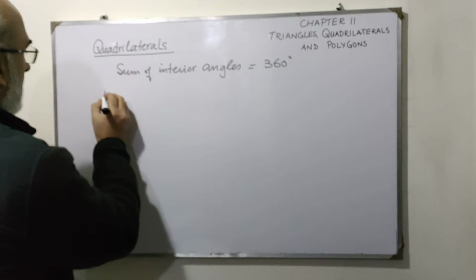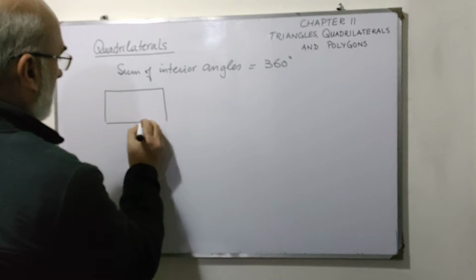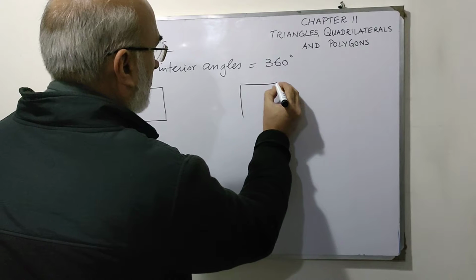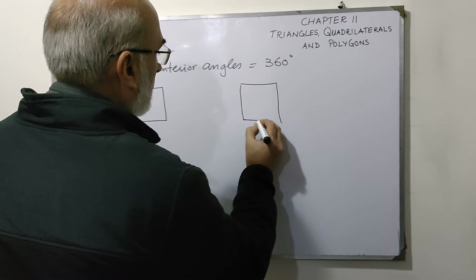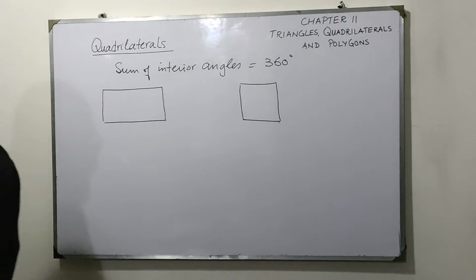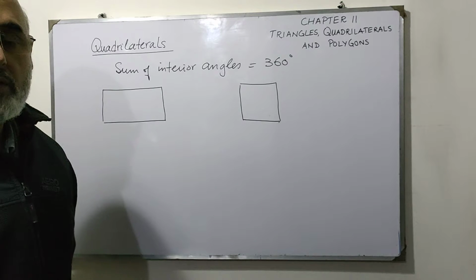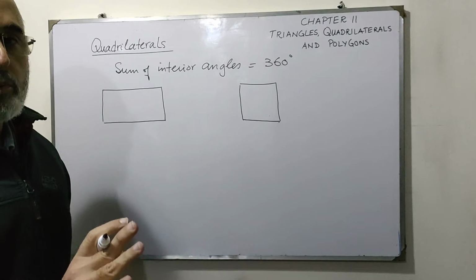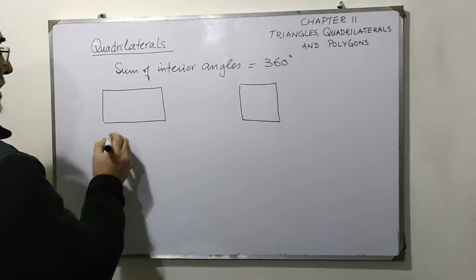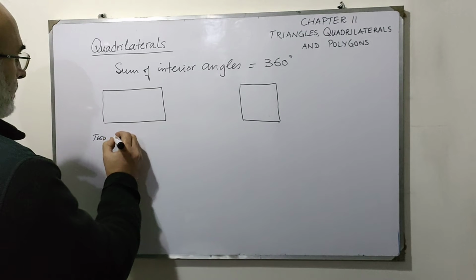So first we'll take a rectangle and we have a square. So approximately this is rectangle, this is square. So now both have a property which is similar to both the quadrilaterals. Both have two pair of parallel sides.